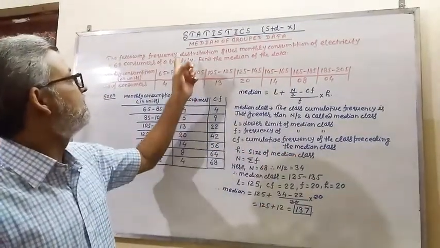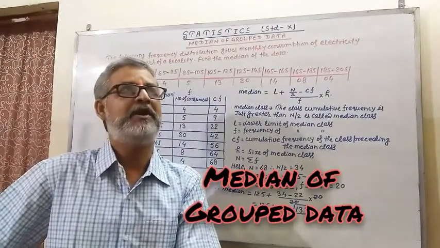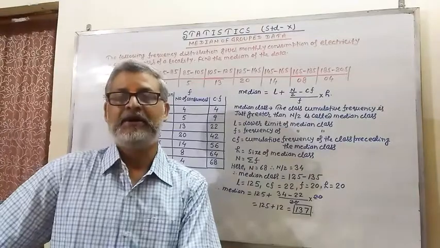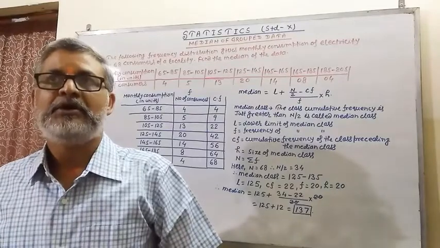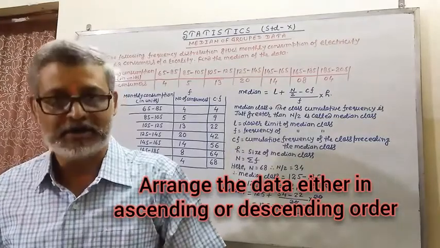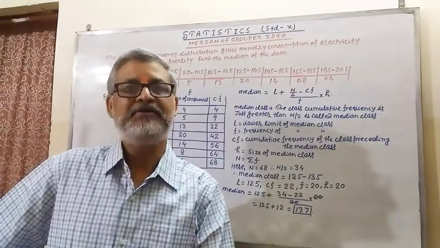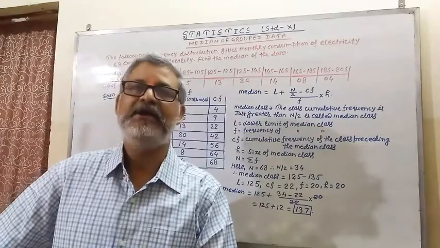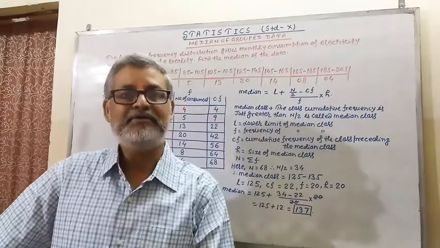Now, in statistics, the next part is median of grouped data. Median of ungrouped data was given in standard 9. How to find the median of ungrouped data? We arrange the data either in ascending or descending order. After that, the value of the middle one is known as median. When any data is arranged in ascending or descending order, the value of the middle term is known as median.